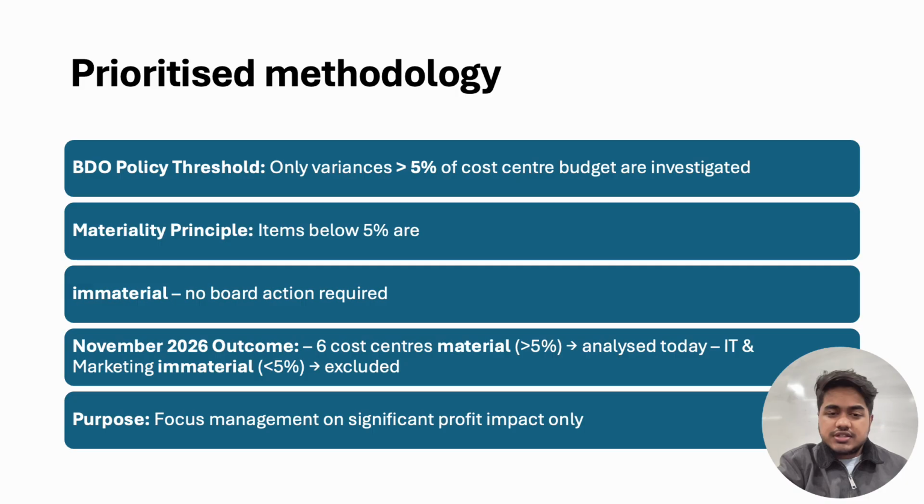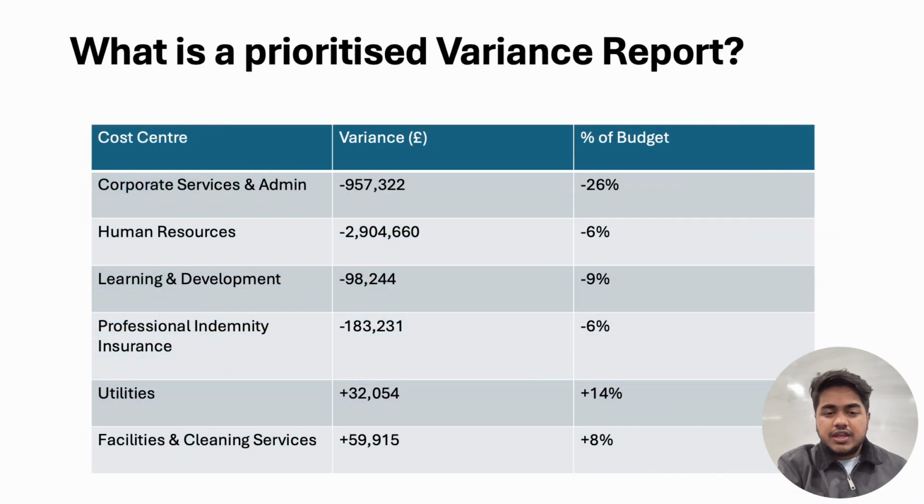So in the next slide, we are going to see what the prioritized variance report is. This slide shows the key variances we prioritized based on the size and the business impact. For example, human resources shows a major adverse variance of 2.9 million, which is 6% over the budget. Corporate service and admin also shows a very large adverse variance of around 957,322 British pounds, which is 26% over budget, making it one of the biggest problem areas here.